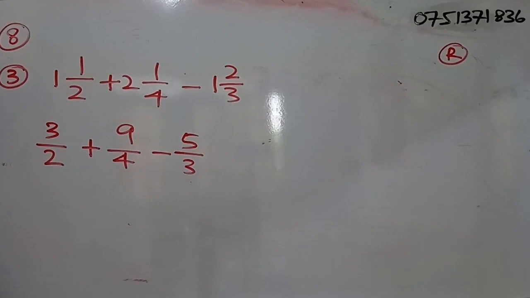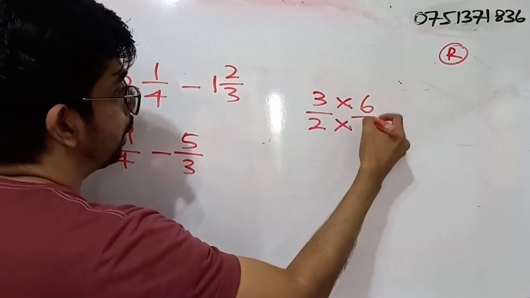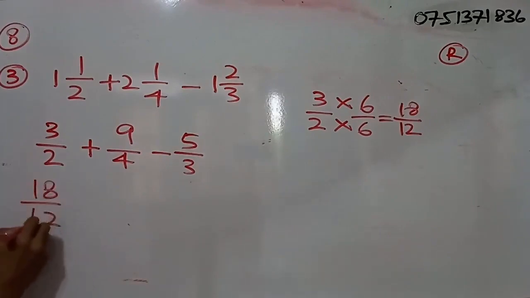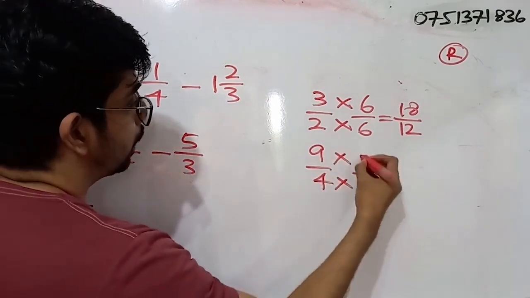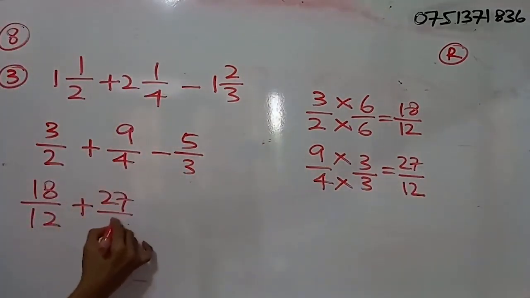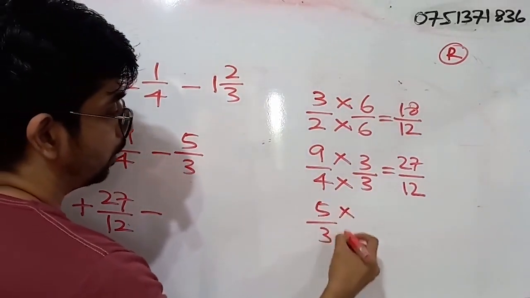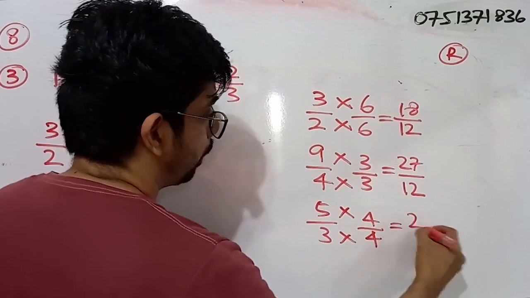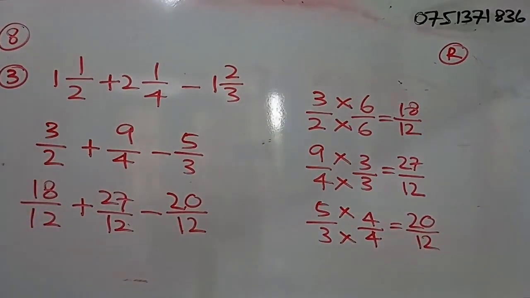Now we have to come up with the least common denominator. So here it will be 12, right? So 3 by 2, we have to multiply the numerator and the denominator by 6. So 18 by 12. Then 9 by 4, we have to multiply the numerator and the denominator by 3. So this will be 27 by 12. From that, we have to subtract 5 by 3. So we have to convert it into a fraction where the denominator is 12. So I have to multiply the denominator and the numerator by what? 4. 20 by 12. Right.